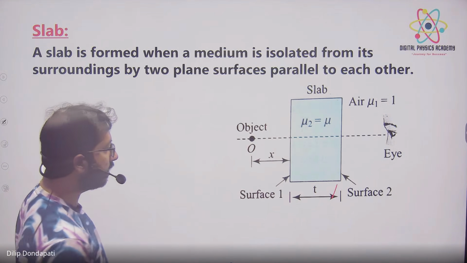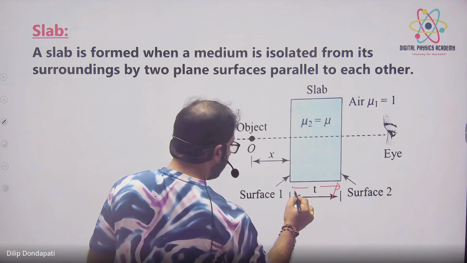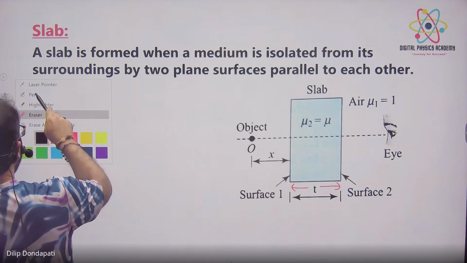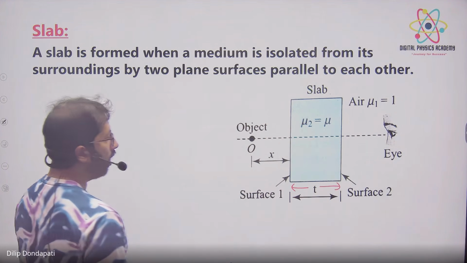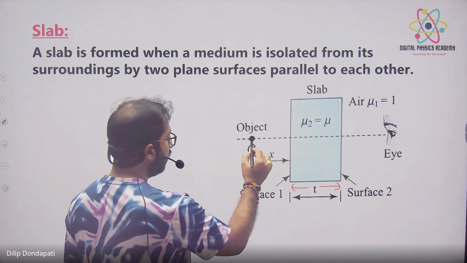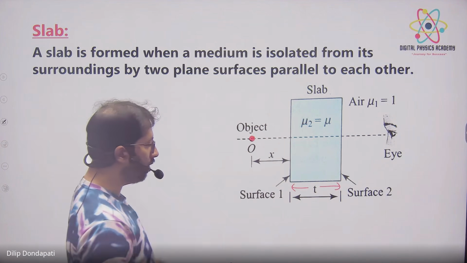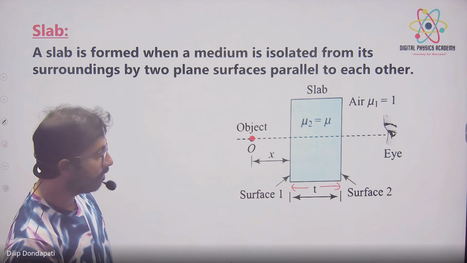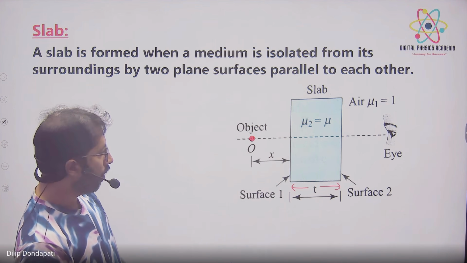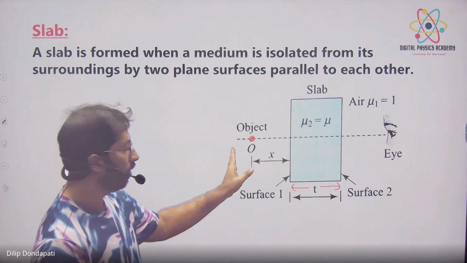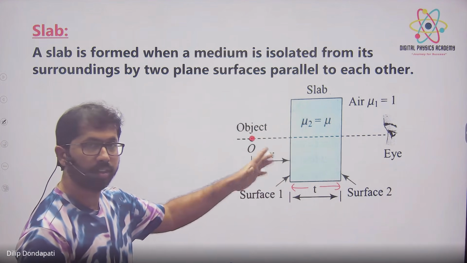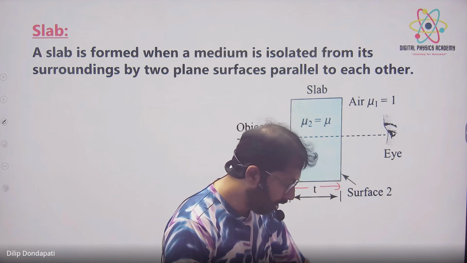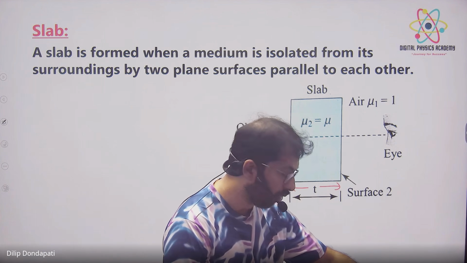There are two plane surfaces parallel to each other, and the slab's thickness is T. T is the thickness of the slab, and the slab's refractive index is mu. Outside is air. An object is placed at distance x from the slab. This is surface 1, this is surface 2, and T is the thickness of the slab. And from here, I am seeing the object. Definitely it will not remain at the exact same distance, it will change. It changes, right? That is happening due to refraction. And what will be the formula, how much is the shift, we have to know.